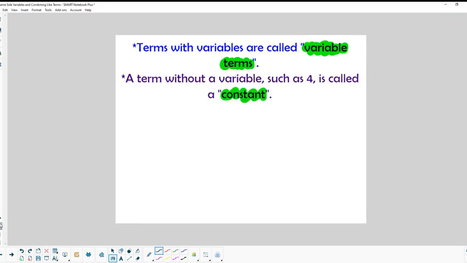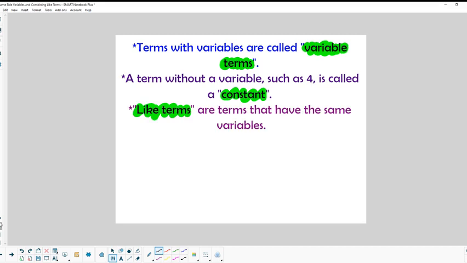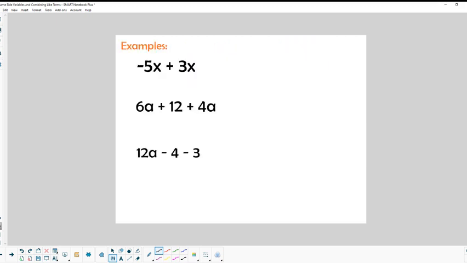So terms with variables are called variable terms. A term without a variable, such as 4, is called a constant. So any term where you don't have a letter, you just have numbers, those are called constants. Like terms are terms that have the same variables, but constants are also considered like terms because if they're in an expression, you can combine them as well.